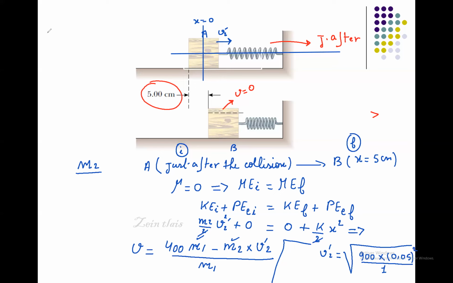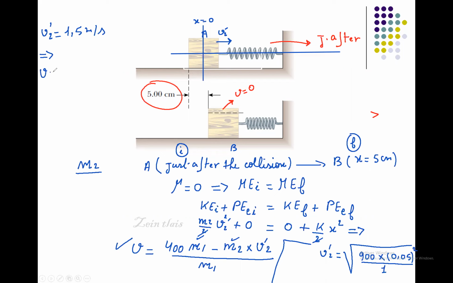Let me continue here. So v prime 2 equals to 1.5 m per second. Now we can calculate v.